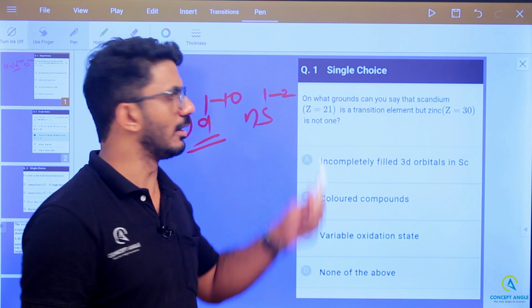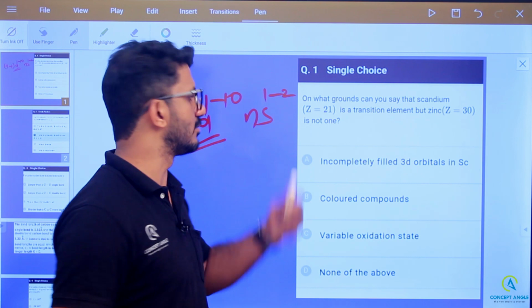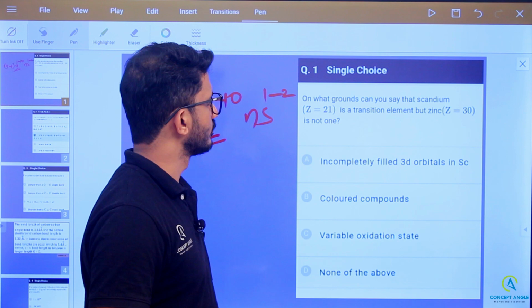The rest all have it. So on what ground can you say that scandium is a transition element but zinc is not? Because scandium is having incompletely filled 3D orbitals. That is the reason for the first question. Okay, that is the answer for the first question. Okay, let's move to the next one.